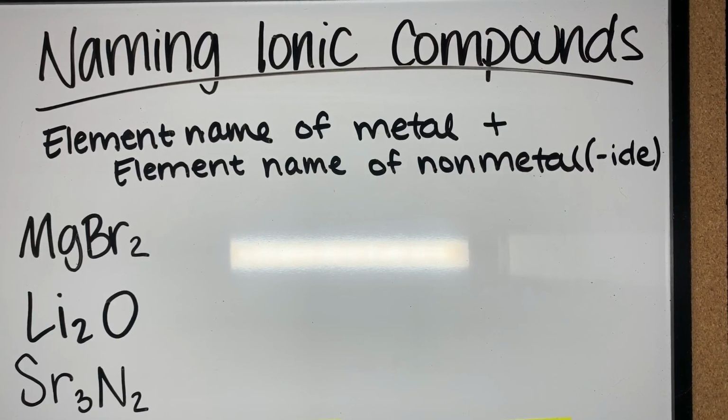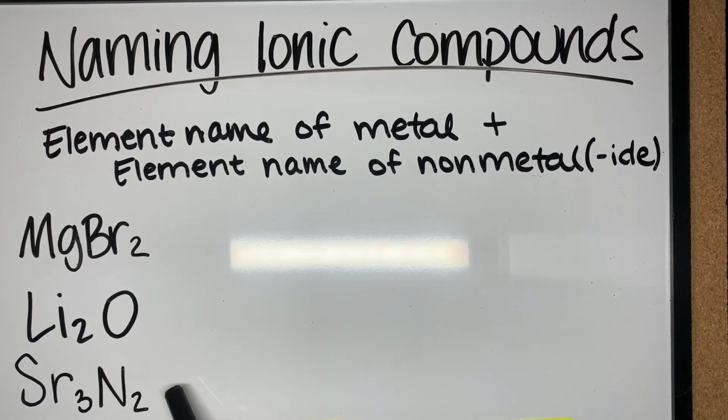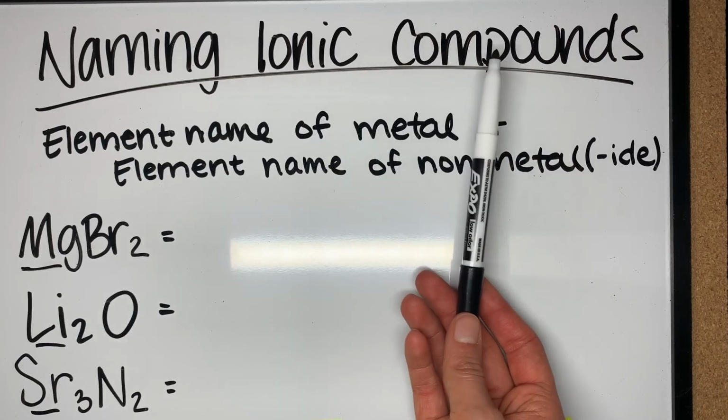Let's try three of them on our own: MgBr2, Li2O, Sr3N2. Try going through this generic formula for naming ionic compounds and name these three compounds. Pause the video if you need to. So we notice that the first element in all of these compounds is a metal. Magnesium is in group 2, lithium is in group 1, strontium is in group 2. Those are all metals, so we can therefore classify them as ionic compounds.